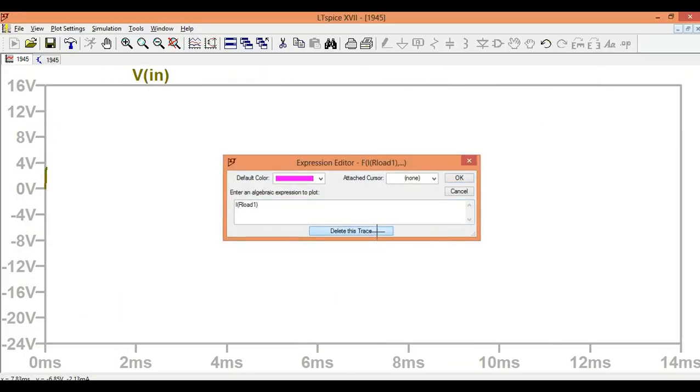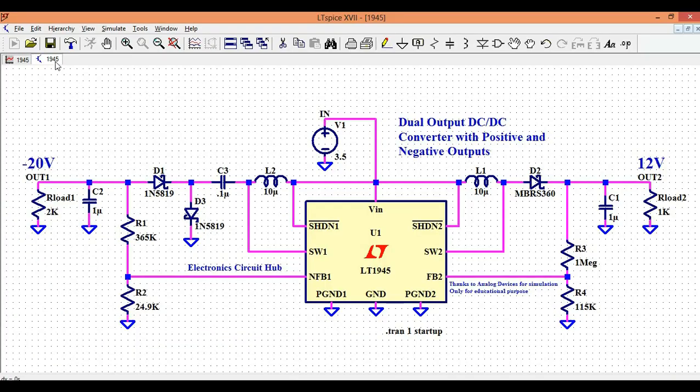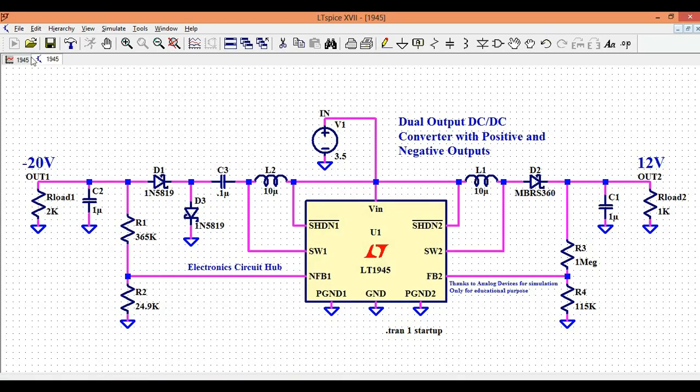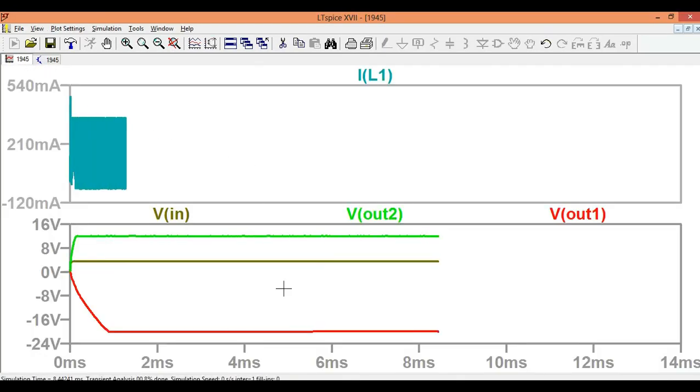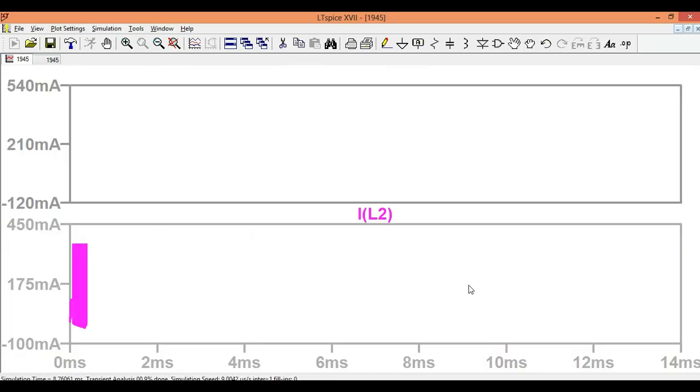So if I have to show you now the waveform of the inductor, let me delete this current waveform. I deleted the current waveform. Let's look at the inductor waveform for both positive and negative output. So this is the L1 waveform, the current flowing through L1, and I also want to show you the current flowing through L2. So this is L2. Let's look at how both the L1 and L2 waveforms look.